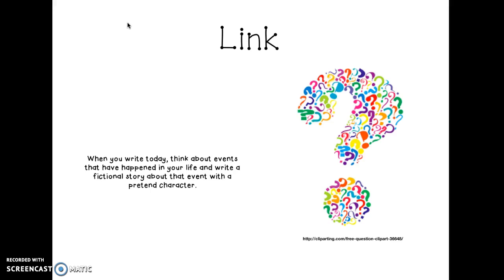Very good job of coming back and sharing some great examples. I heard things like Diary of a Wimpy Kid. I heard things like Ruby the Copycat, which we read earlier this year. And I think those are really good examples of realistic fiction.